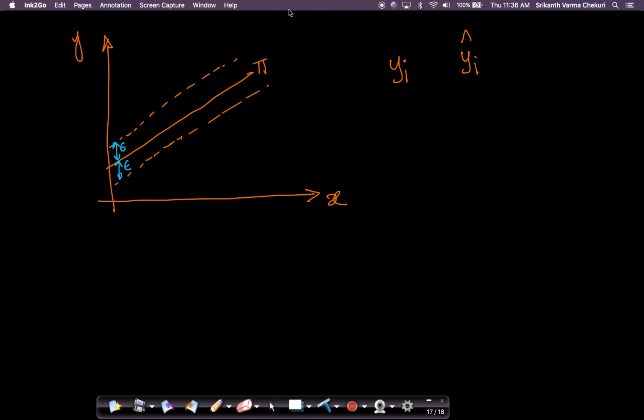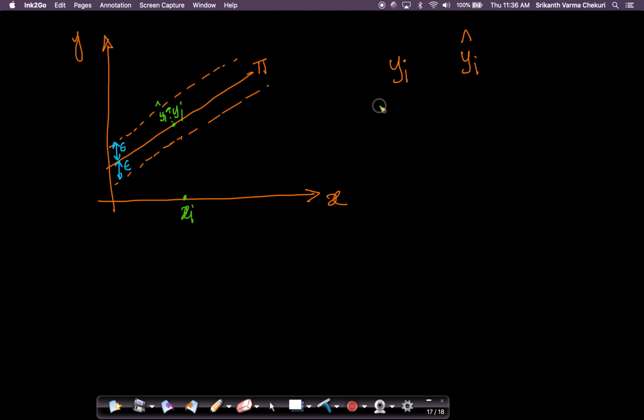Let's write down the two cases. Imagine this is my xi. Let's take an example so that it's easier. Suppose this is my xi, and let's assume this is my yi. This is the actual regression value, not the class label. Let's assume my predicted yi hat is here, right above this. This is my gap between yi and yi hat.